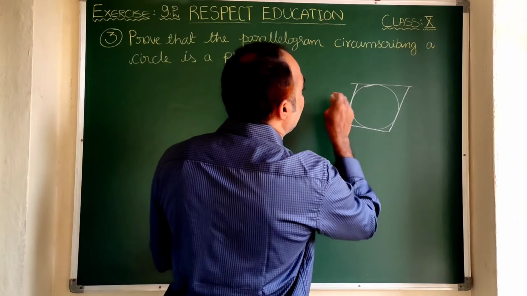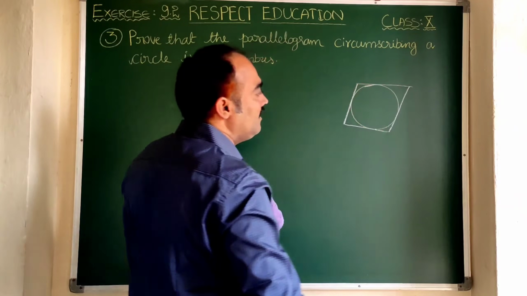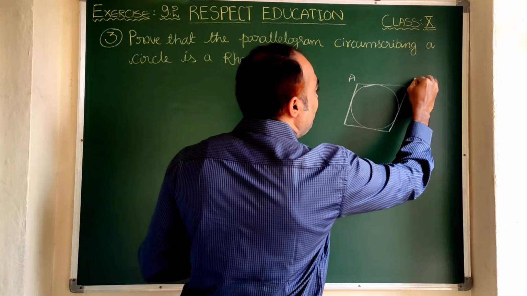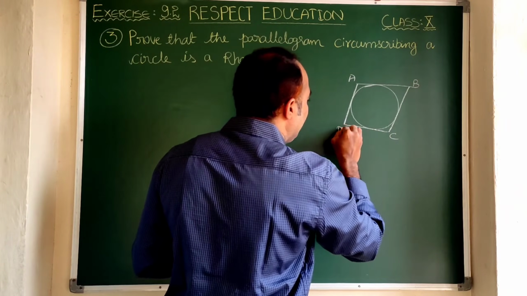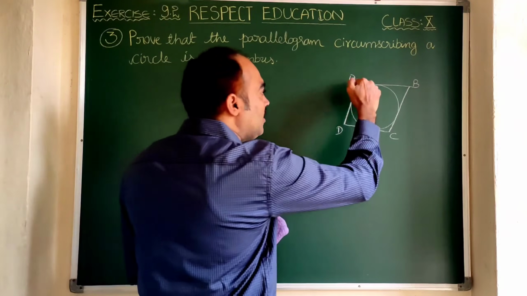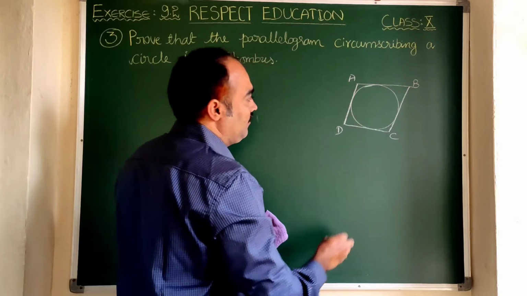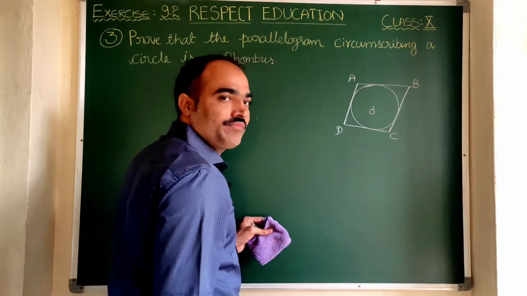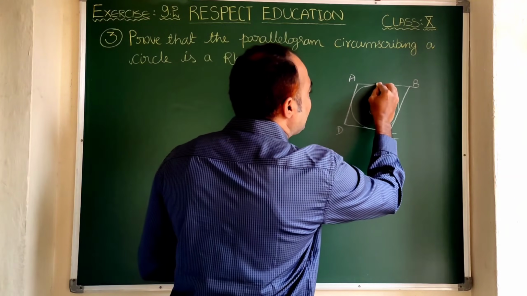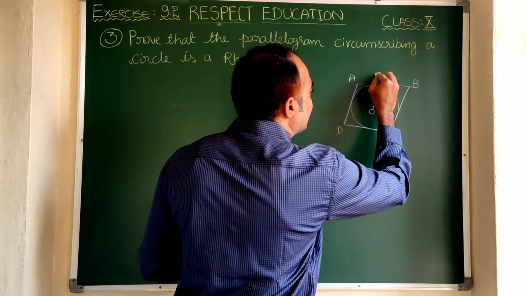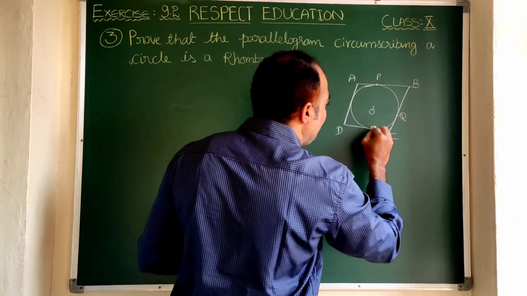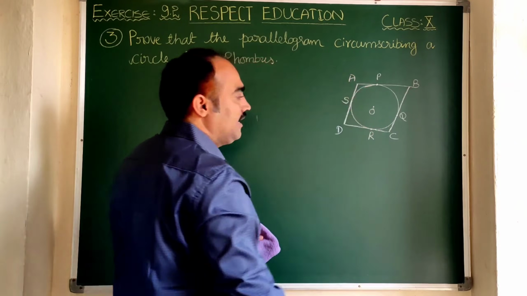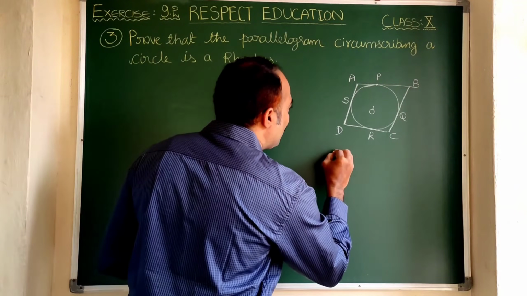So let us consider this is the required figure. We can take A, B, C, D as a parallelogram in which opposite sides are parallel and equal. And this is the circle whose center is O. Next, here the points of contact. Here I am taking this point as P, this is Q, this is R, and here this is S. Right. Now here let us start solving this problem.